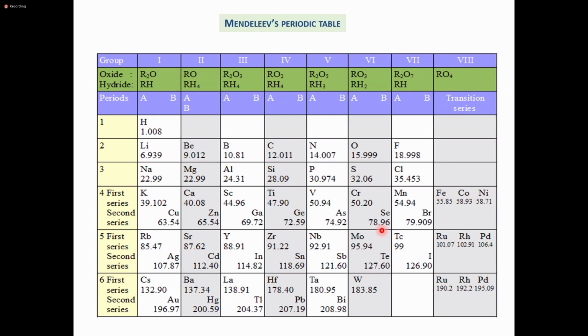But in the modern periodic table, we can see that there are lots of modifications. Lots of elements have been added. We also know that in the modern periodic table, scandium is also a transition metal. Manganese is also a transition metal. Vanadium and chromium are also transition metals. But at that time, Mendeleev only proposed a table with seven periods and eight groups. Here, only 63 elements were discovered.